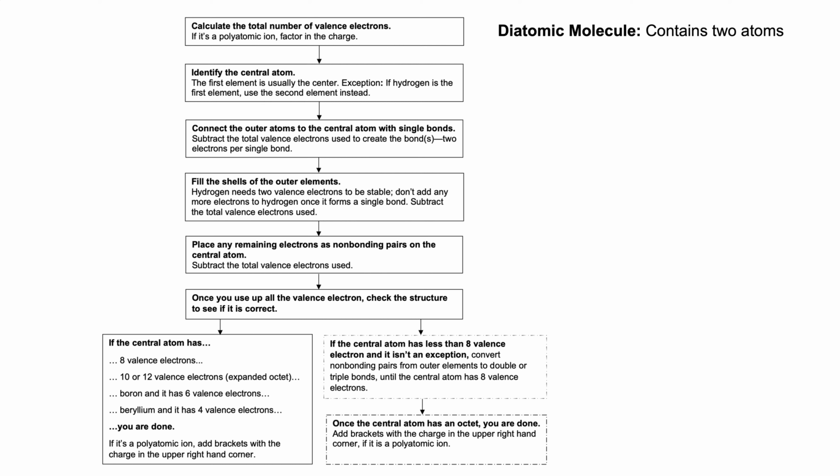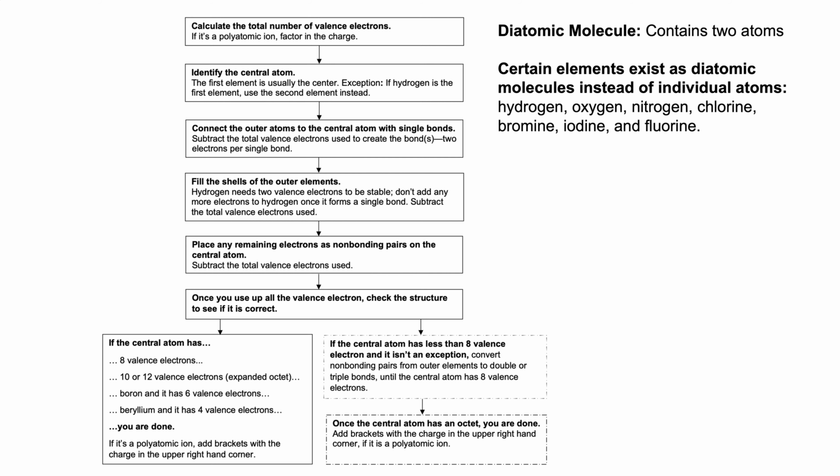What we now need to review is how to draw Lewis structures for elements that exist as diatomic molecules. A diatomic molecule is a molecule that contains only two atoms. There are 7 different elements that, when you have a sample of the element by itself, don't exist as individual atoms. Instead, they exist in this diatomic molecular format. So if you have hydrogen, oxygen, nitrogen, chlorine, bromine, iodine, or fluorine by itself, it exists as a diatomic molecule instead of as separate individual atoms.